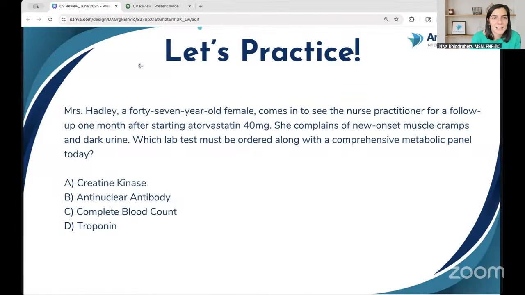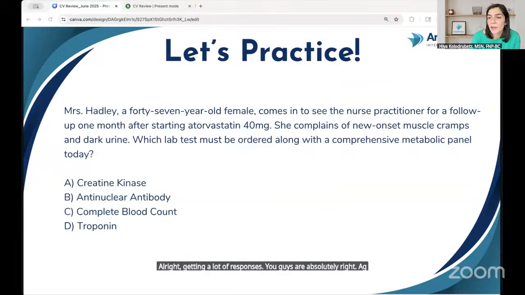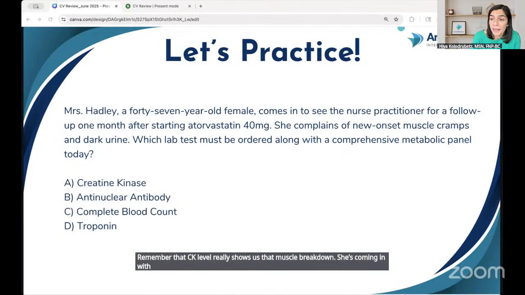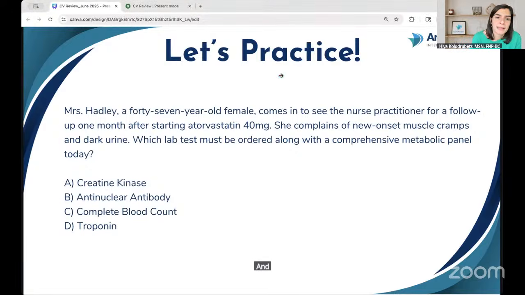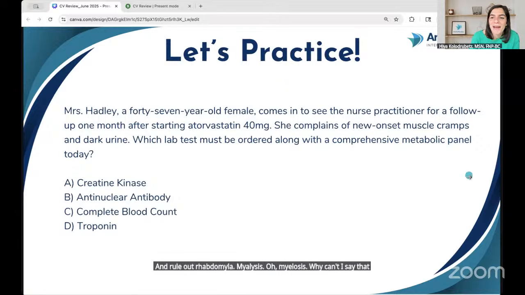All right, getting a lot of responses. You guys are absolutely right. A is the right answer. Remember that CK level really shows us that muscle breakdown. She's coming in with that muscle cramping. So we definitely want to look at her CK level and rule out rhabdomyolysis. Why can't I say that today? For this patient, rhabdo. I think it's because we always just say rhabdo in clinic.